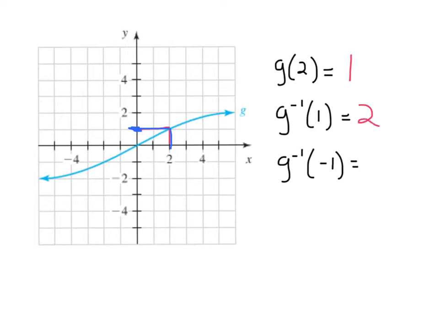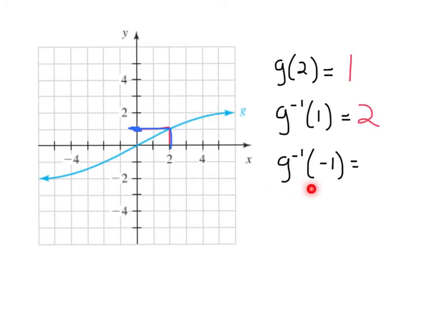And that makes sense because if g of 2 equals 1, then g inverse of 1 should equal 2, according to the property we learned before. In other words, the original function sends 2 to 1, so the inverse function sends 1 to 2. They do the reverse of one another.